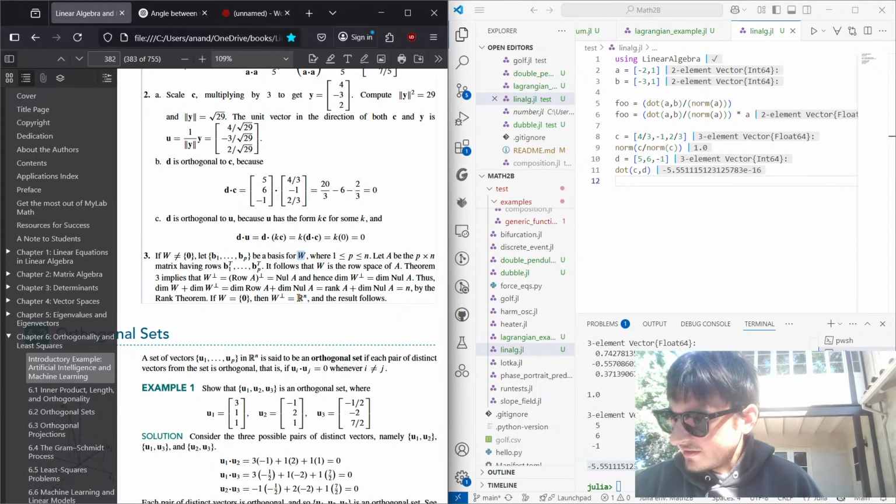So you take P1, you take B1 to BP, a basis of W. Then form A, which is P by N.